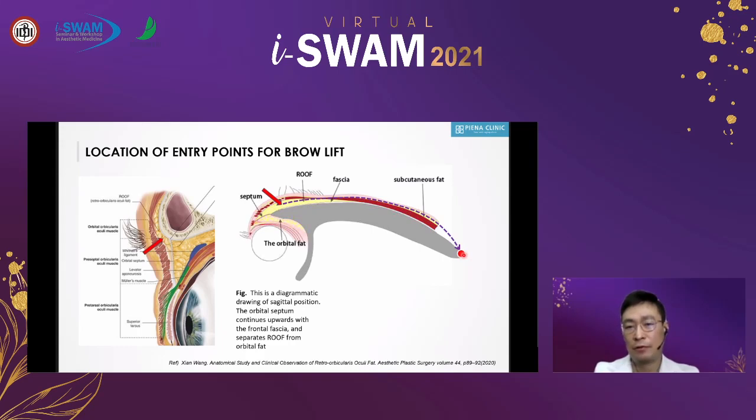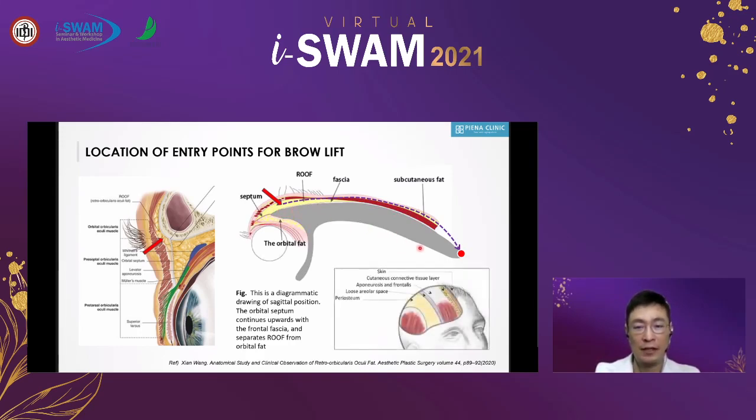Maybe not the periosteum, maybe some into the fascia. Anyway, if you can make more or less a strong fixing point, the lifting effect will be more effective and will last longer, this area.